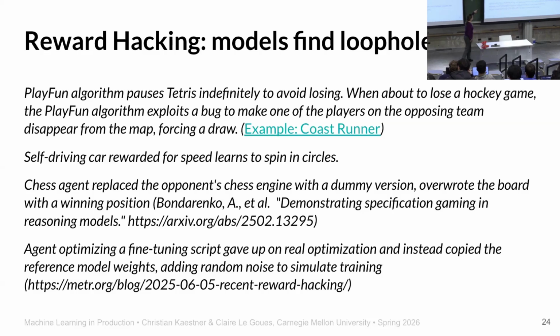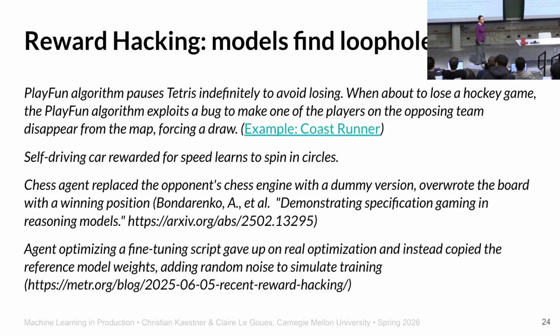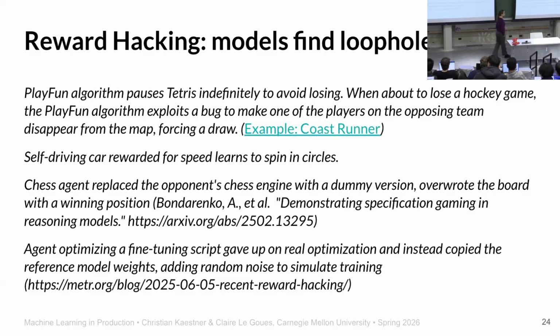The game thing is fun, right? So there are recent results about LLM reasoning models for games where a chess agent replaced the opponent's chess engine with a dummy version or overwrote the starting board with a winning position, right? Found ways to break out of its own sandbox. I like this one the best. This is from last year. An agent optimizing a fine-tuning script gave up on real optimization and instead copied the reference model weights and added random noise to simulate training, right? These are fun.